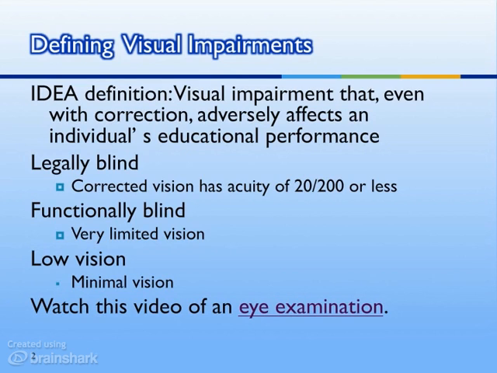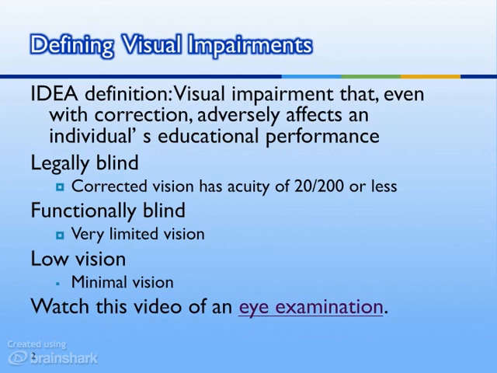So IDEIA defines a visual impairment as something that, even with correction, adversely affects an individual's educational performance. So again, going back to that educational impact. There are different layers of visual impairments.